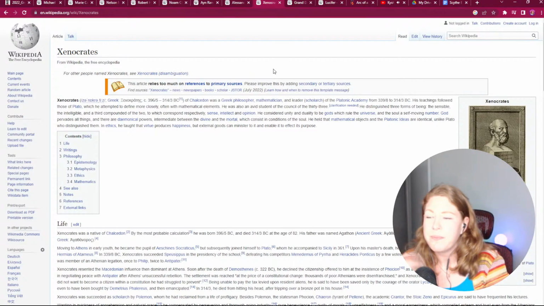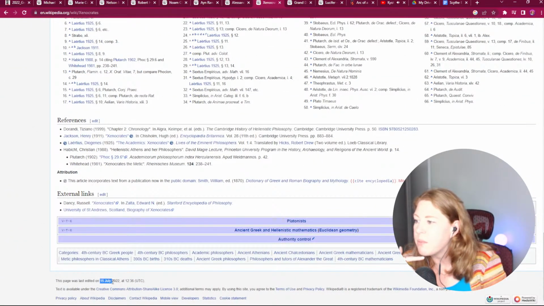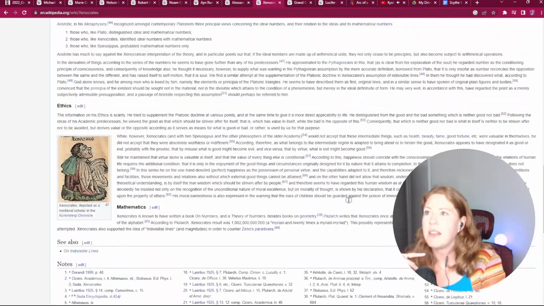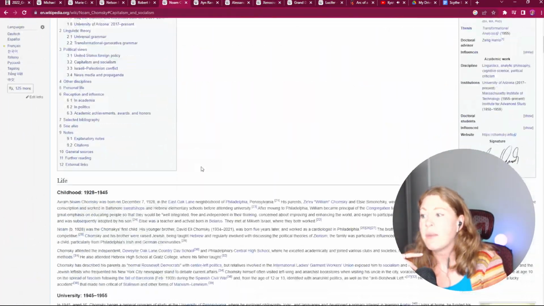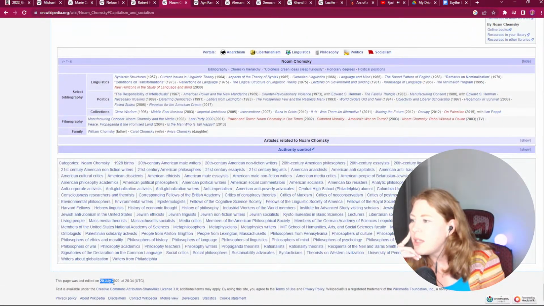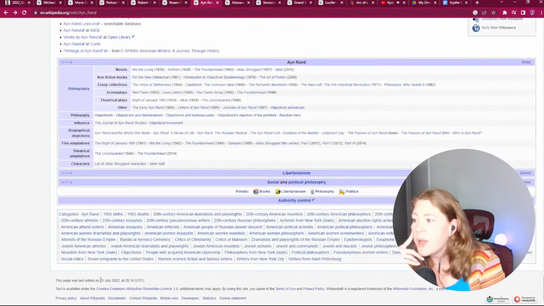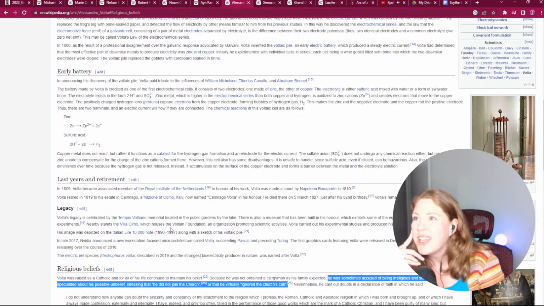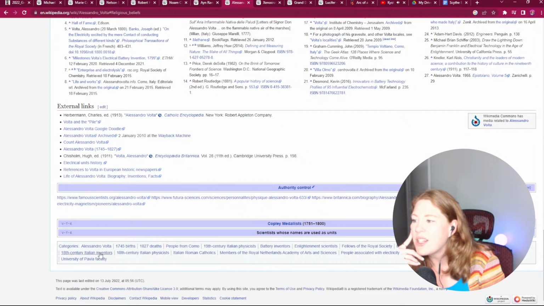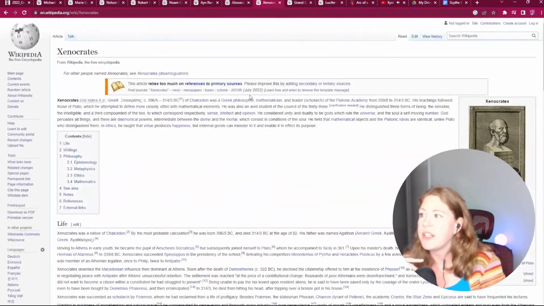So, it's not necessarily that bad of a thing. Also, this page was last edited on July 15th. And if we go back to Rand and Chomsky, they're actually the newest ones. Let's look at when theirs were. Chomsky was edited just recently on the 20th, 2 days ago. And Rand was edited on the 21st, so yesterday. And Alessandro Volta was edited on the 13th of July. So all of these are really up to date. Even Xenocrates was edited fairly recently.